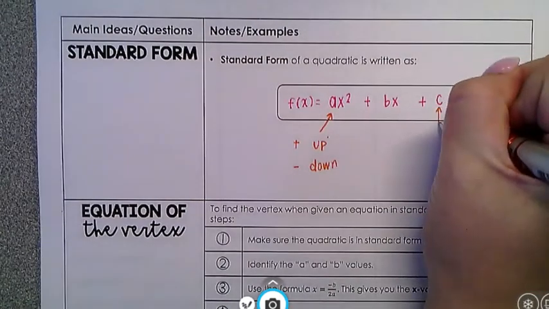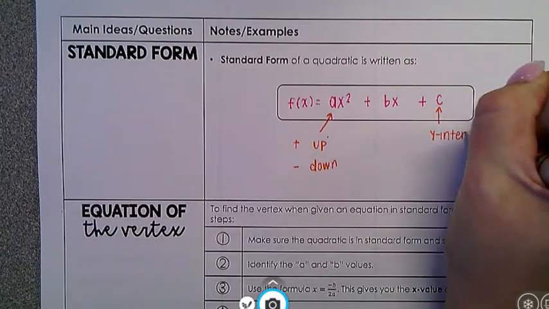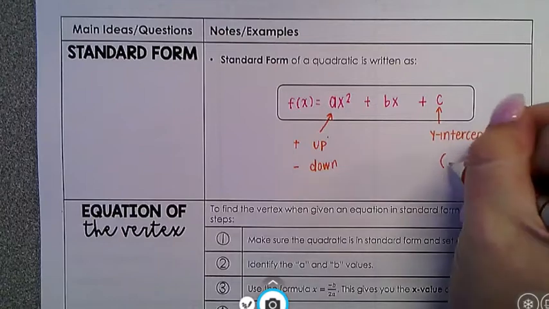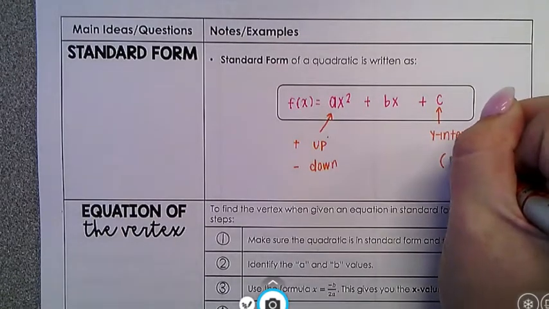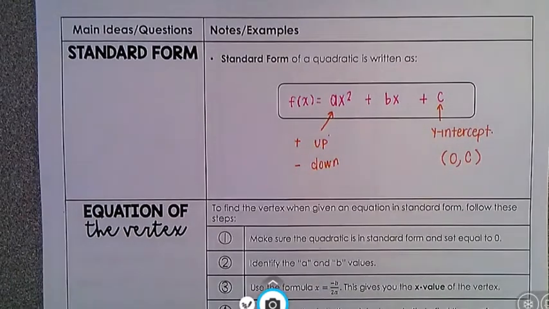Your c value tells us the y-intercept. It's the y value. So your y-intercept is always in the form 0 and then whatever your c is. That's the point.